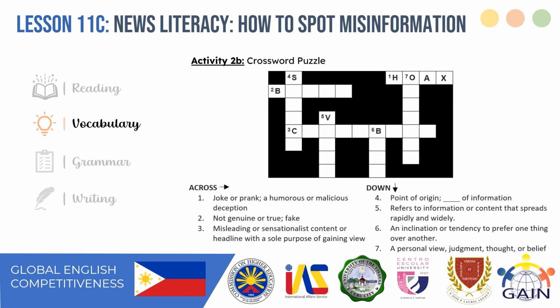Let's try a more fun way of enriching our vocabulary. Complete the crossword puzzle provided by identifying the terms that are related to misinformation based on the hints given. The first one is already done for you. The correct answer is hoax because it fits the clue. A hoax is a fake story or trick meant to fool people. For example, spreading a made-up news story about an alien invasion is a hoax.